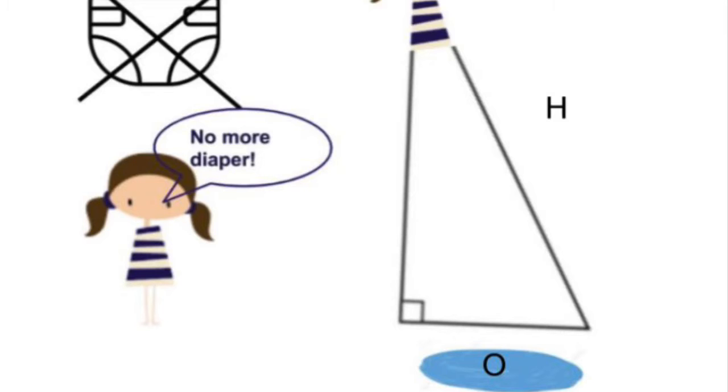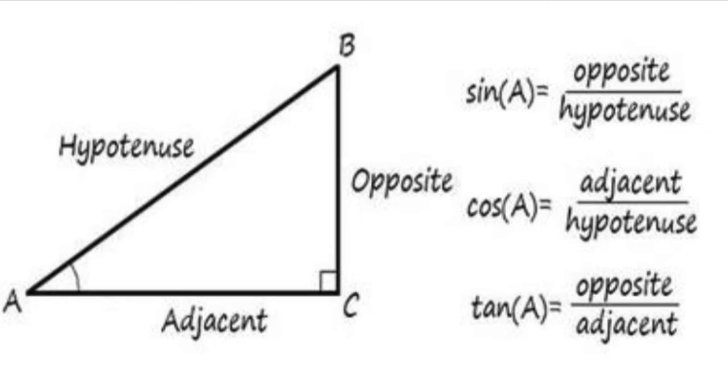There are 3 rules for trigonometry: sine, cosine, and tan. Sine theta, or sine of the angle, is opposite side divided by hypotenuse. Cosine is the adjacent side divided by the hypotenuse. And tangent of the angle, or tan of the angle, is equal to opposite over adjacent.